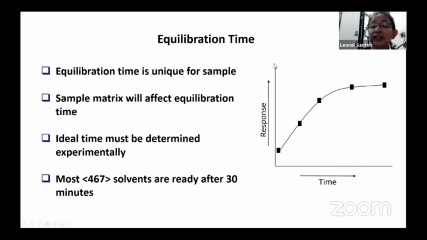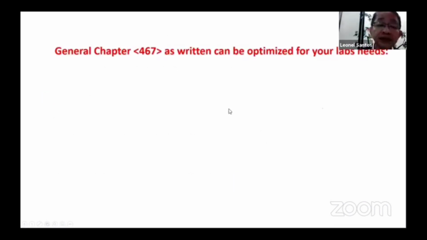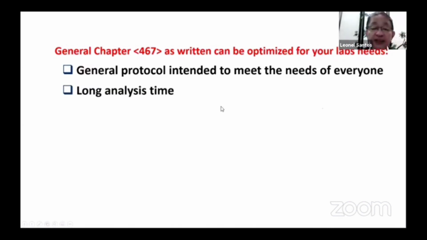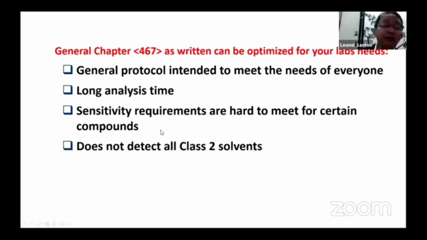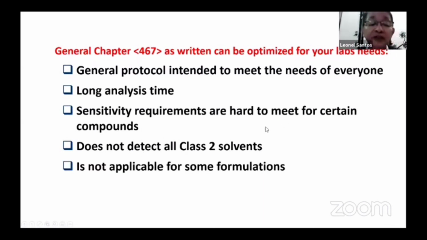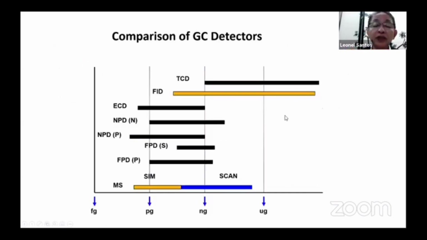So you would create this determination in your laboratory where you determine the response, monitoring the time. Again, it levels off after some time, and that is what is termed the equilibration time. The General Chapter 467 as written can be optimized, as a general protocol is intended to meet the needs of everyone. It has a long analysis time, so you can modify it to shorten it. The sensitivity requirements are hard to meet for certain compounds, so it allows you to develop an alternative procedure. And at times, like I mentioned earlier, it does not detect all class 2 solvents because of the partition coefficient issue. It is not applicable in terms of some of the drug formulations.